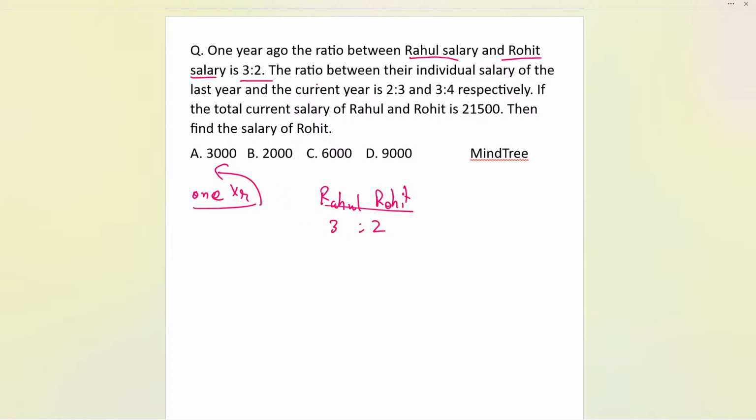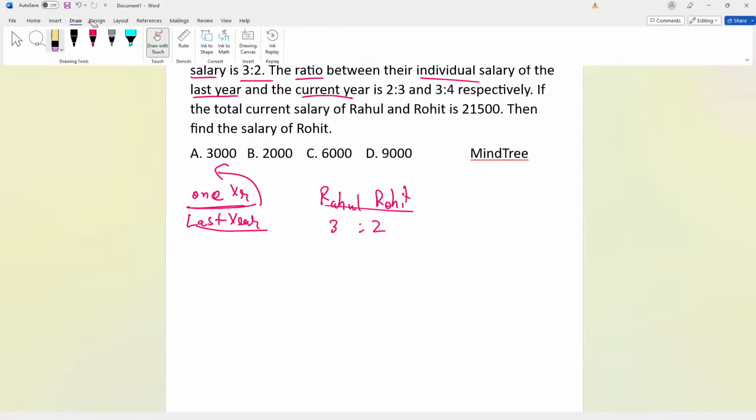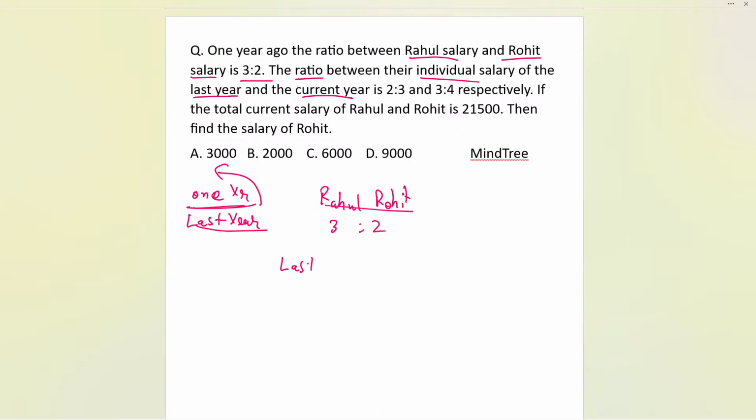Now, the ratio between the individual salary of last year and current year. This 1 year ago is also the last year. Before 1 year is last year only. Let us write over here last year and then the current year. These 2 years we are considering, and now we are going to write Rahul and then Rohit over here.